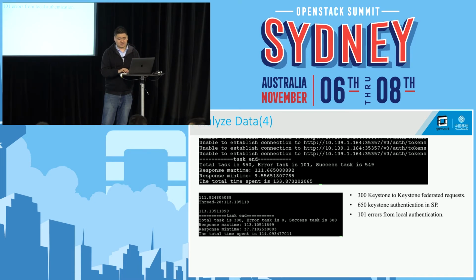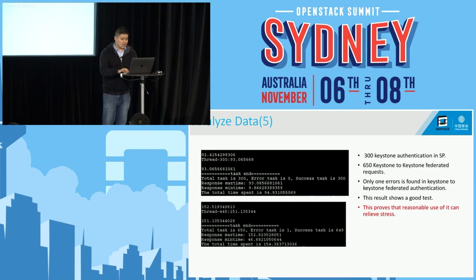For the previous page, we saw 14 errors, and here there were more than 100 errors. So this shows more federated authentication will relieve the stress. Then we did another test on the next page. We set more federated authentication requests. Compared to the above pictures, this test shows the best result, with only one error.